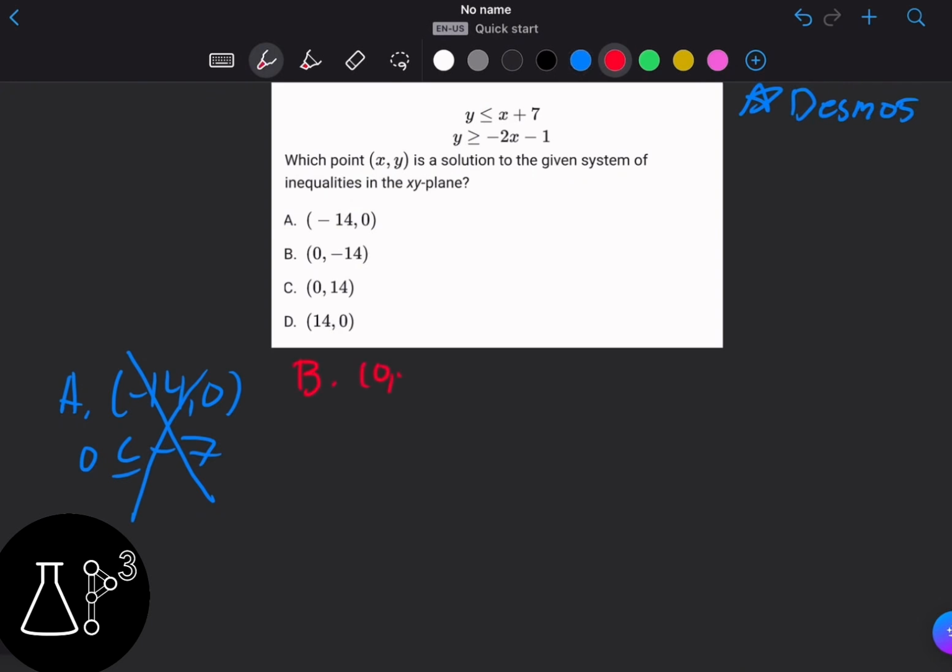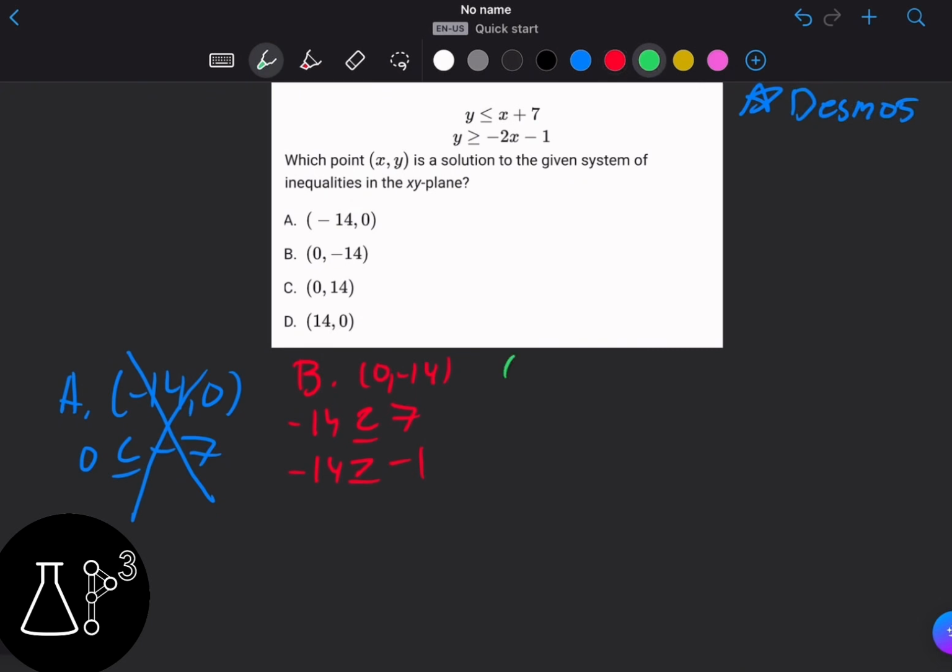Points 0 and negative 14. So again, 0, negative 14, we plug it into the first equation, we get negative 14 is less or equal to 0 plus 7, and we're left with 7, and that satisfies the first equation. So let's do the second inequality now. Negative 14 is greater or equal to negative 2 multiplied by 0 minus 1. So negative 2 multiplied by 0 equals 0, and then minus 1, it's just minus 1 by itself, so equals negative 1. And obviously, negative 1 is greater than negative 14, so B is not the answer either.